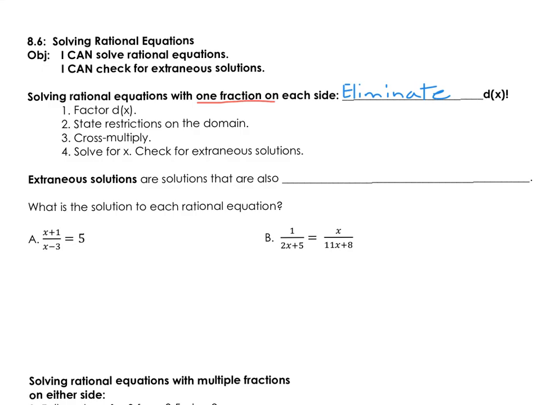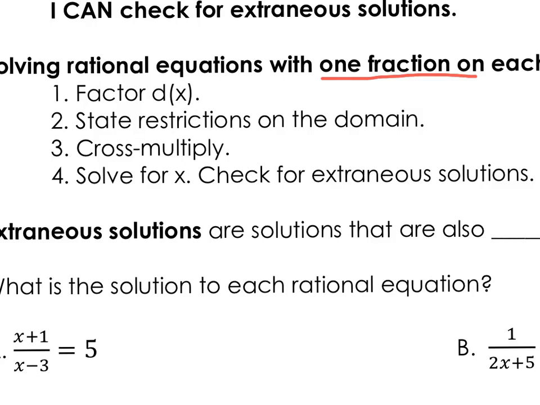We have 4 steps, so let's take a look. In step 1, we want to factor just the denominator. Make sure you're not factoring the numerator. The purpose is to state our restrictions in the domain, and we're actually going to come back to that in our final step. When we have just one fraction on each side, we're just going to cross multiply.